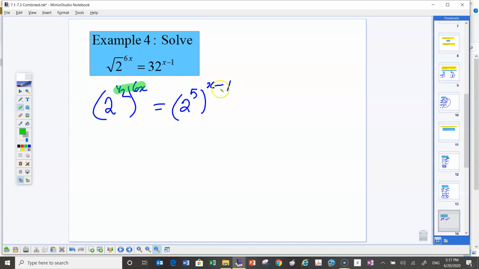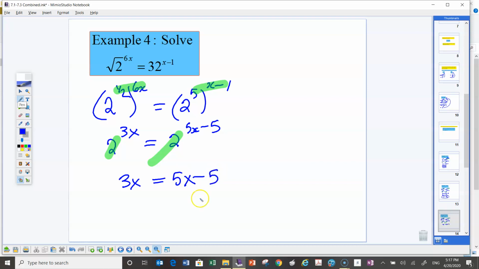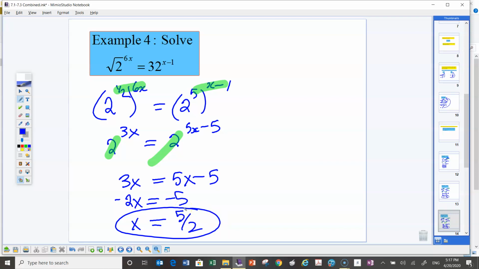And now I'm going to clean up my exponents again by multiplying. 6x times 1/2 is going to be 3x. If I distribute the 5, I'll get 5x minus 5. And now I have a single base on each side, so the exponents have to equal. I can subtract 5x over, and I get negative 2x is negative 5. Divide by negative 2, and my x value is going to be 5 over 2.